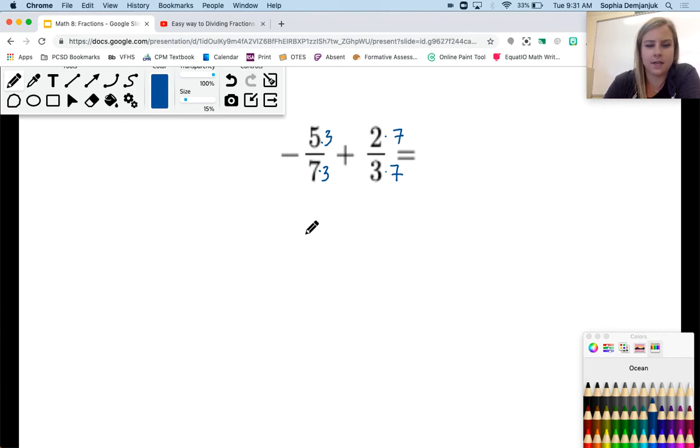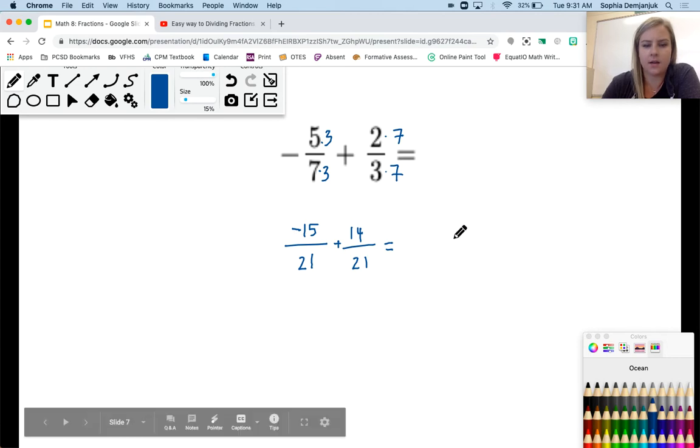This first fraction is negative, so I like to keep it in the numerator just so I don't forget about it. 5 times 3 gives me 15. 7 times 3 gives me 21. And the second fraction, 2 times 7 gives me 14. 3 times 7 gives me 21 again.